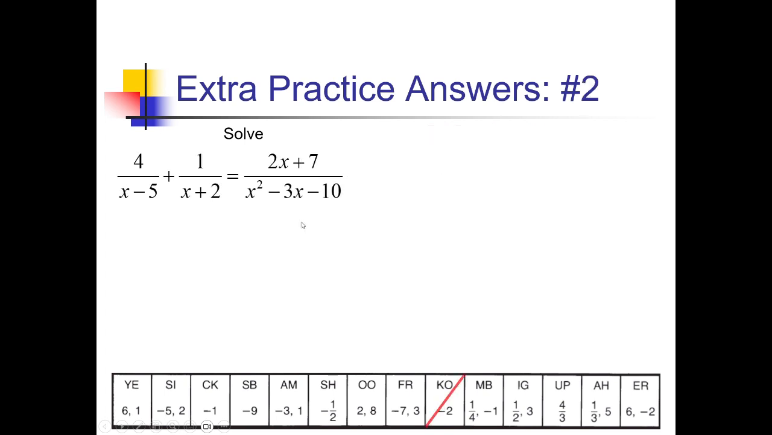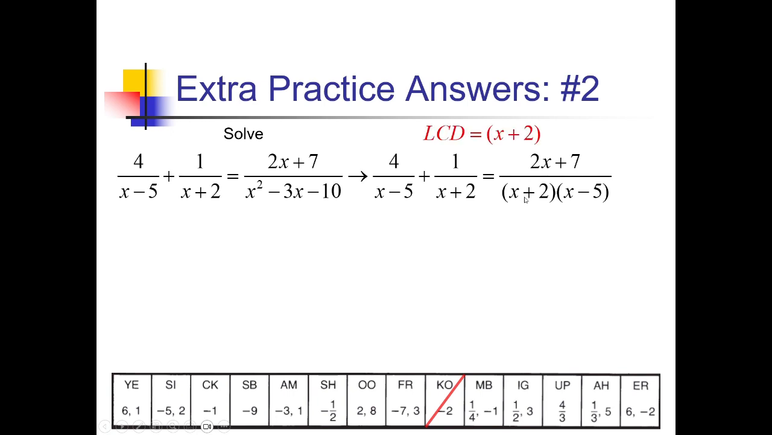All right, for this next problem, just like before, I'm going to start by doing a little factoring to see what my common factors are. Everything's good except for this lower right denominator. We need numbers that multiply to negative 10 and add up to negative 3. 1 and 10 doesn't work, but 2 and 5 does: positive 2, negative 5. So my LCD has an x plus 2 and an x minus 5, and that covers everything else that we have in those denominators as well.